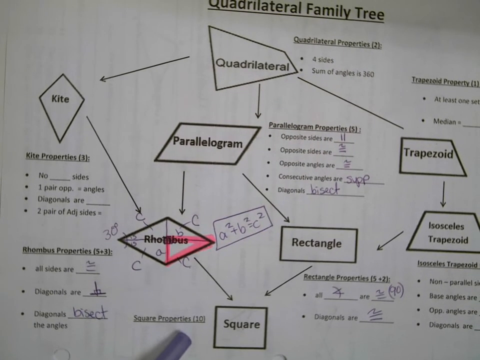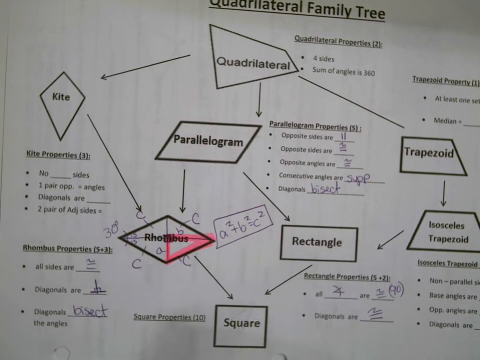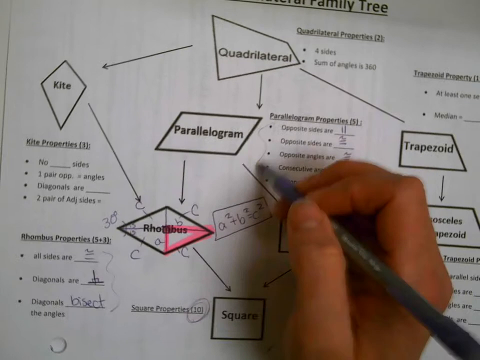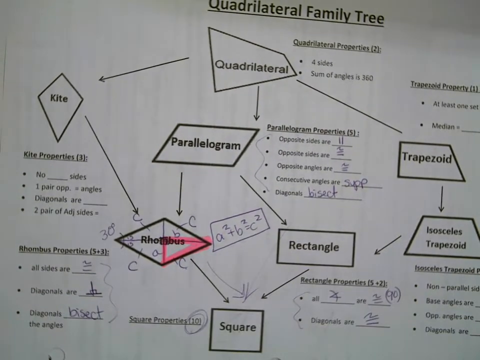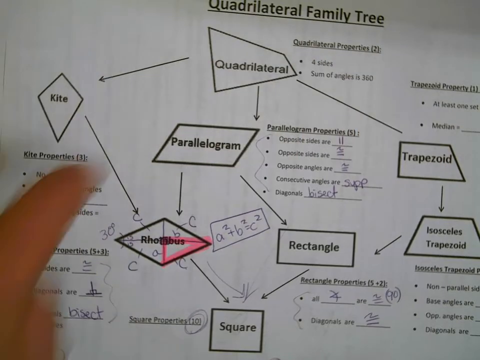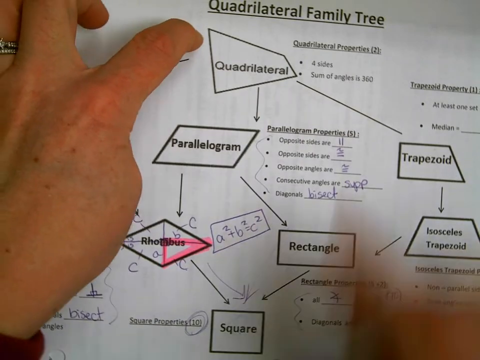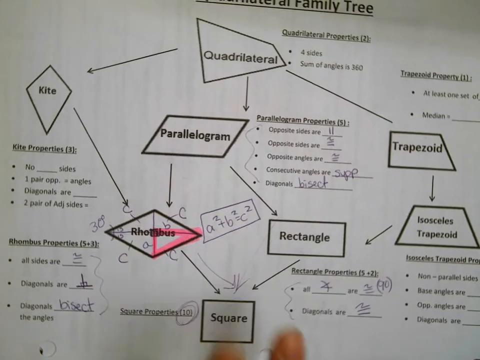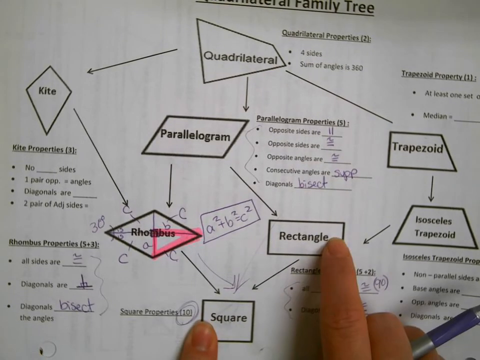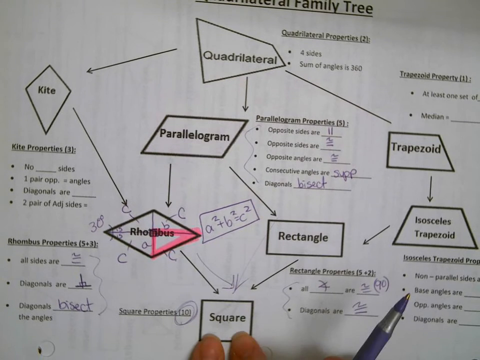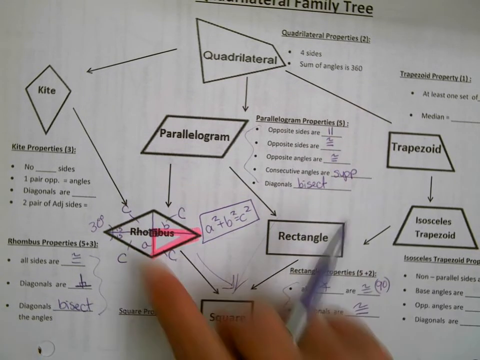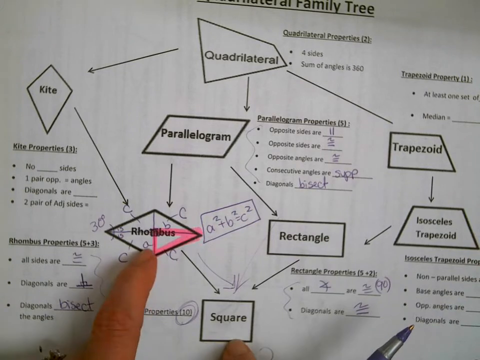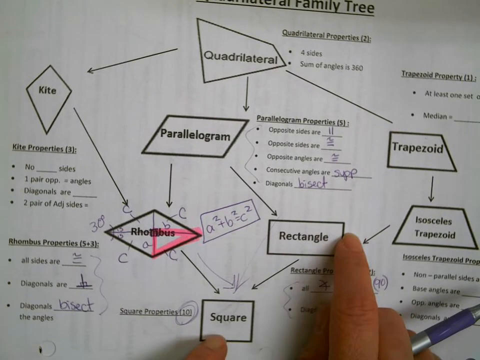The square down at the bottom of that family tree has the number 10 next to it because these 3 facts plus these 2 plus these 5 are all true about the square. Looking at the family tree, Papa Quadrilateral is up top. Any facts that are true about him are true about everything. So in reality, a square is technically a rectangle. If I'm down at the bottom of my family tree, I'm related to my mama and my papa, so I share all of their properties. So a square is a rhombus, and a square is a rectangle.